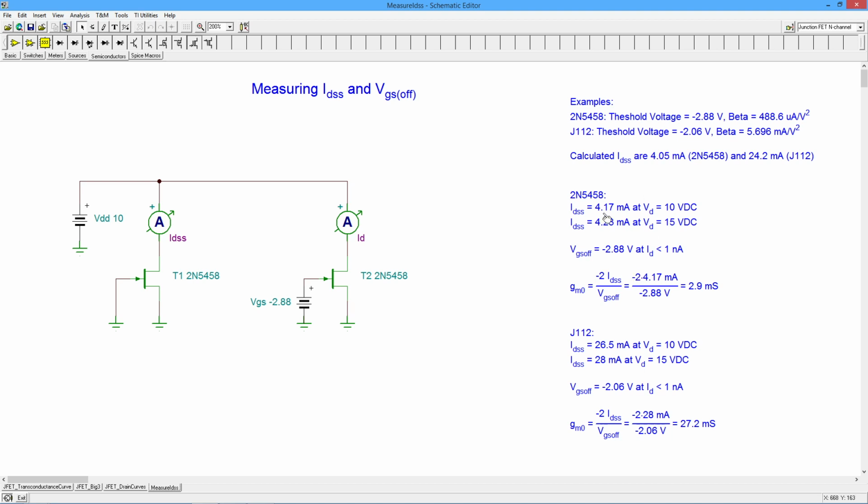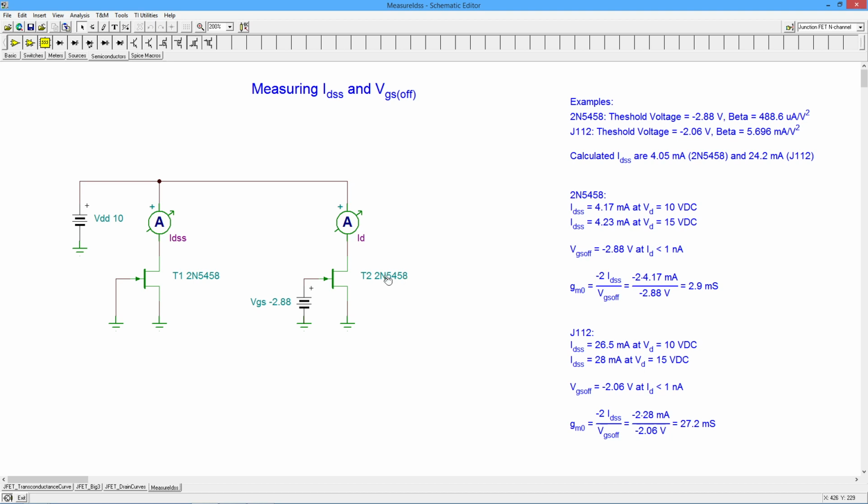So now I can use those values like I did here, right? I'm going to use 10 volts. So I'm going to say, okay, it's 4.17 milliamps. That's what I got from my meter over here. Multiply by 2, divided by the VGS off. I get 2.9 millisiemens for my GM0.